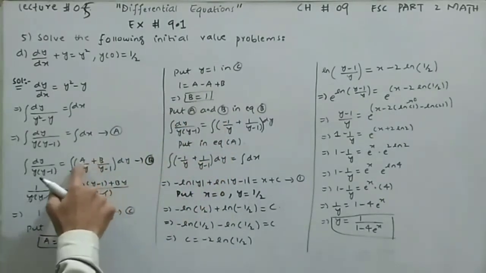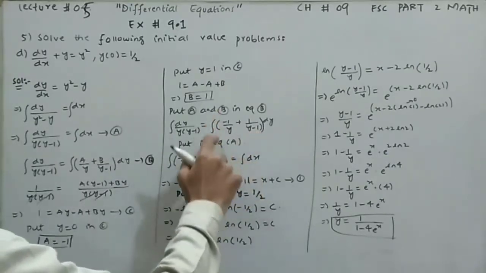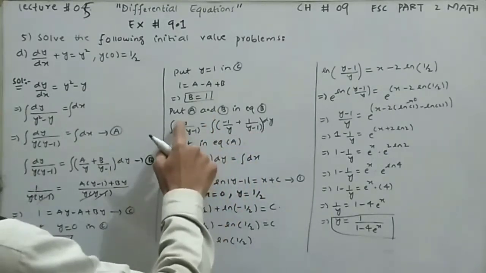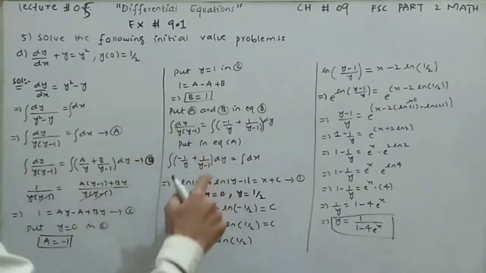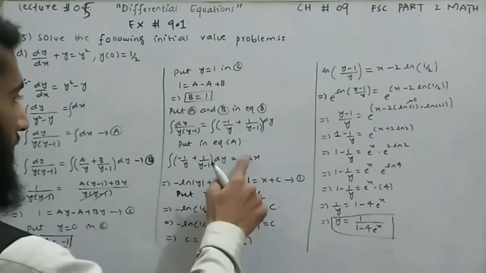Now putting A and B over here. A is minus 1, so minus 1 over y. B is 1, so 1 over y minus 1, and integrating. So it is actually the value of dy over y into y minus 1. By integration it becomes minus ln of y plus ln of y minus 1, and the integral of dx.